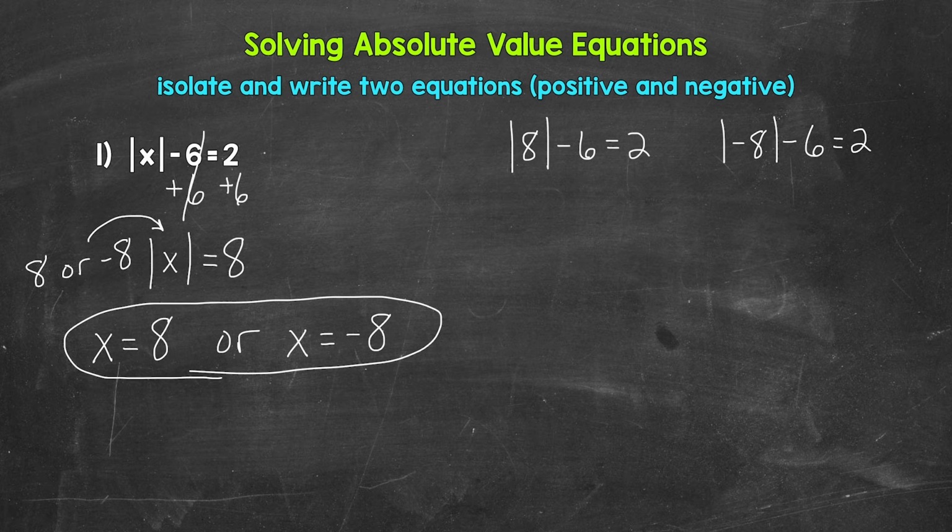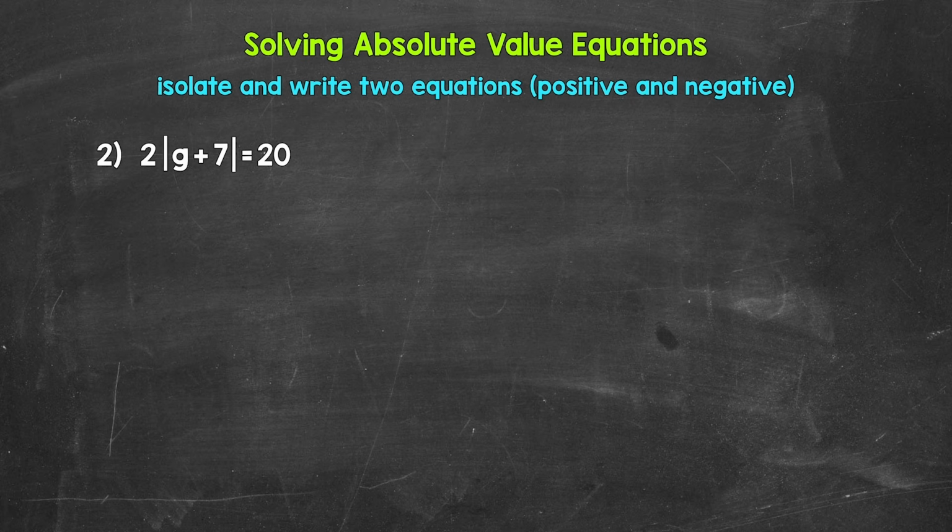So let's start by checking x equals 8. Well, the absolute value of 8 is 8. And then we have 8 minus 6. That does give us 2, so we are correct there. X equals 8. As far as x equals negative 8, the absolute value of negative 8 is 8. So we have 8 minus 6, which again equals 2. So we are correct there as well. X equals negative 8. So our two solutions, 8 and negative 8. Let's move on to number 2.